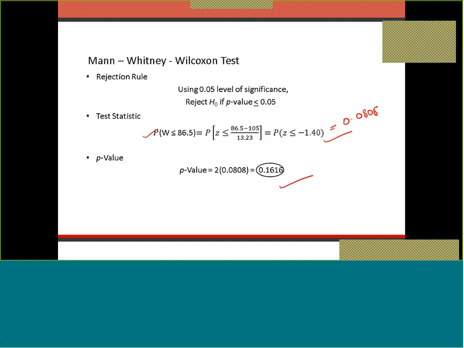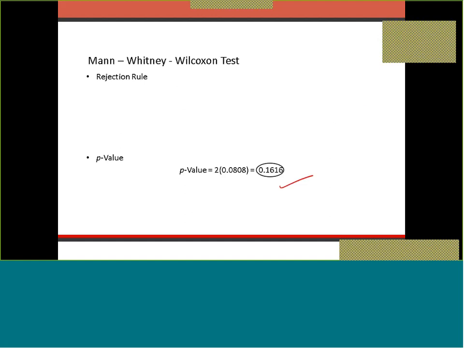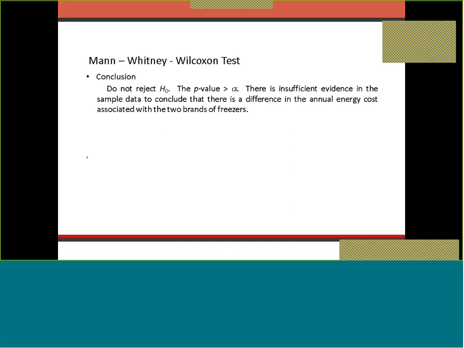So if you compare with the rejection rule, what we can say is the P value is above alpha. So we cannot reject H0. So that's why there is insufficient evidence in the sample data to conclude that there is a difference between the energy costs with the two brands of free cells. So like that we have to complete this problem.